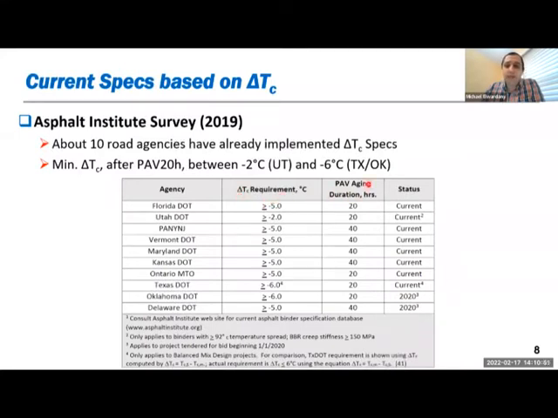You can see different aging requirements and different thresholds. The minimum delta TC requirement varies between -2 and -6 degrees C at PAV 20. Utah proposed -2, and Texas and Oklahoma proposed -6, so that's the range from the various states. The current situation is that these states use delta TC as part of their specification framework.